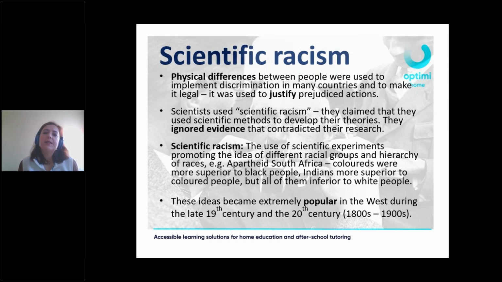Right. These ideas became extremely popular in the West during the late 19th century and the early 20th century. There you can see it also in the year count, the 1800s to the 1900s. So hierdie idees het baie gewild geword in die Weste gedurende die 19de eeu en die 20ste eeue. En in jaartal verwys ons dan na die 1800s en die 1900s.